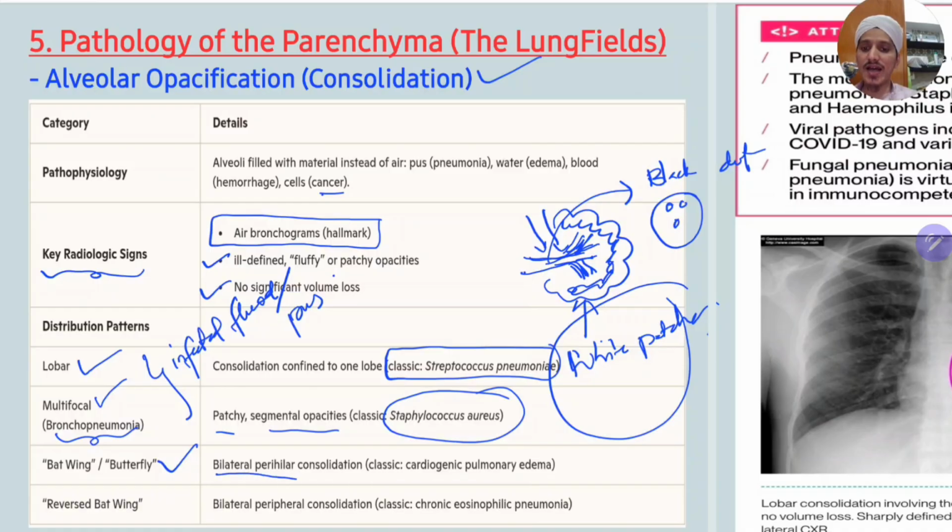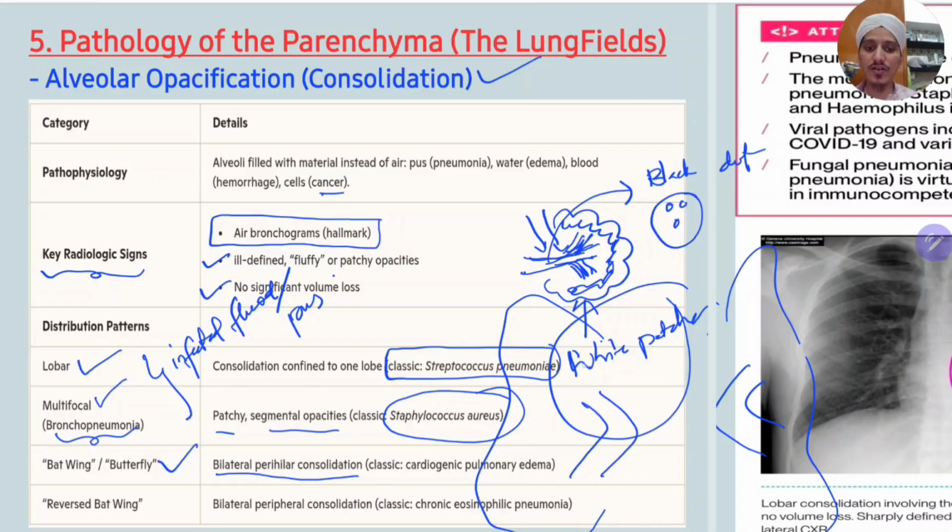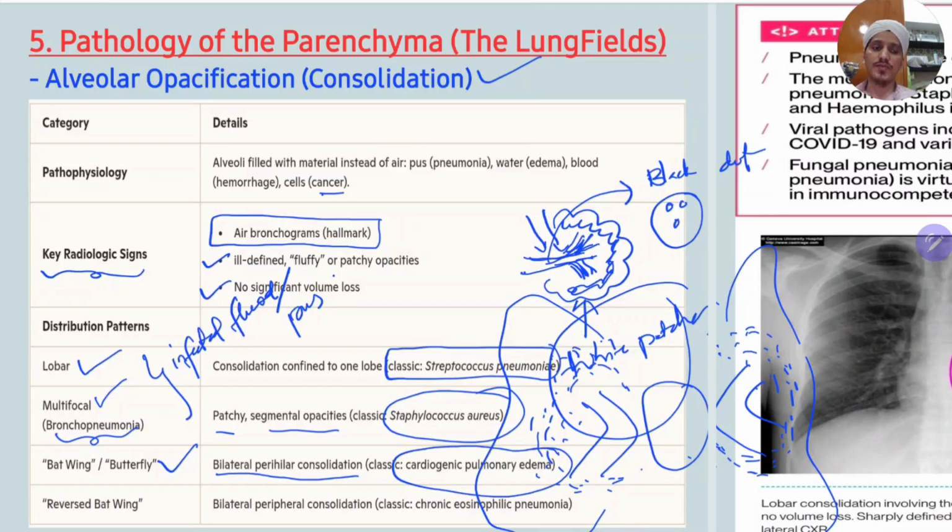There is bilateral perihilar consolidation. So you have the hila of the lungs, here one and here another. These are the hila of the lungs, and these are the lungs. Consolidation is mainly concentrated around the hila here. That's why this is known as a bat wing like appearance of the lungs. So here will be the bat, and these are its wings around the hila. This type of bilateral hilar consolidation you see in cardiogenic pulmonary edema, so pulmonary edema due to a cardiac cause.